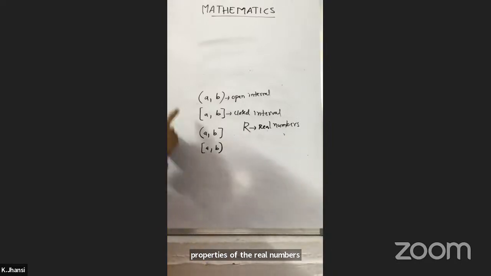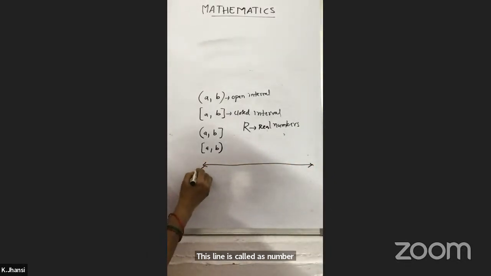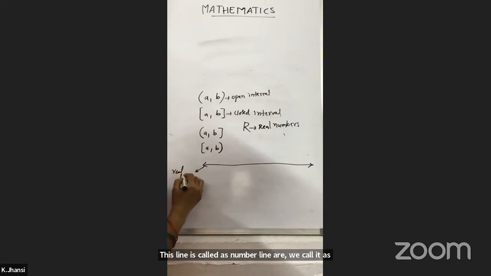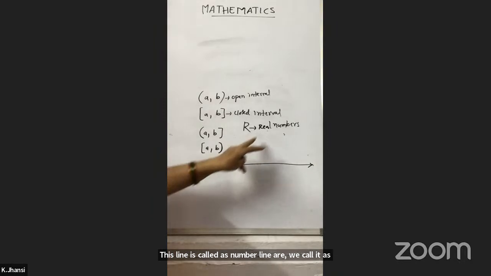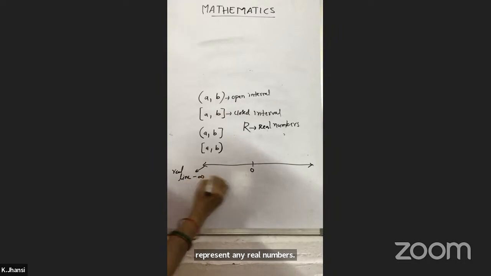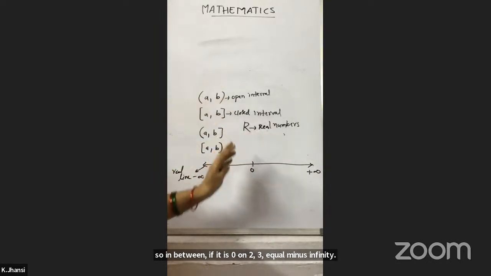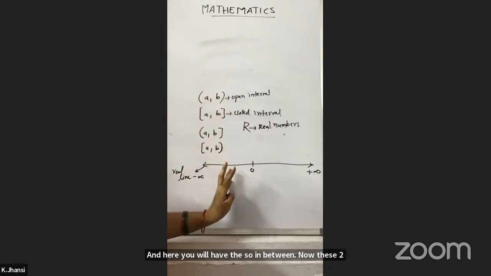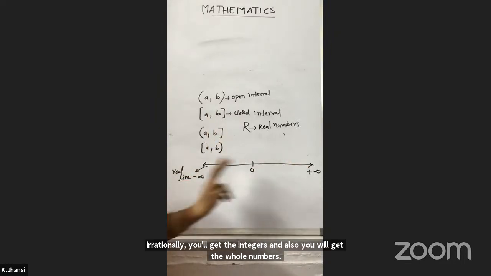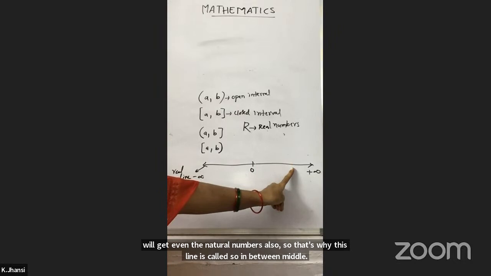So the closed interval and open interval concept is, we will take one line, this line is called a number line, or we call it a real line. Because in this real line we can represent any real numbers. In between, here 0 is there, here -infinity, and here you will have +infinity. In between these two you will get all the rational numbers, irrational numbers, integers, whole numbers, and even the natural numbers also. So that's why this line is called a real line. In the middle you will take 0, here negative values and here positive values.